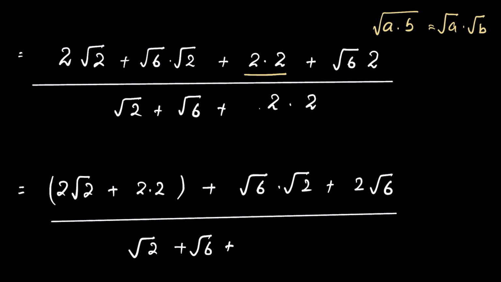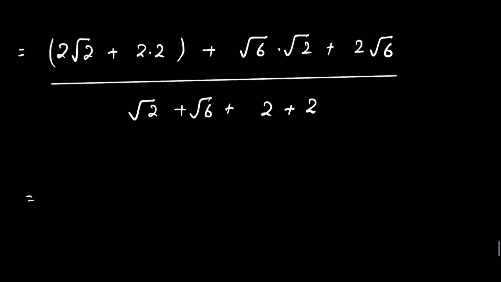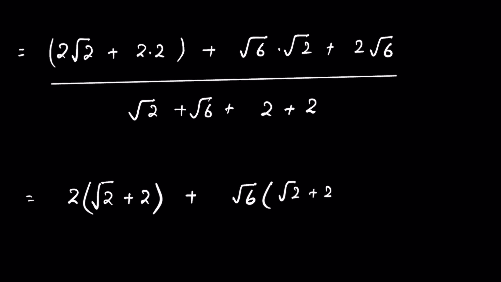2 times 2 is 4 and 2 plus 2 is also 4. So we can write 2 times 2 as 2 plus 2. Now here we can take 2 common and write 2 times square root of 2 plus 2 in the parenthesis, plus here again square root of 6 common and write square root of 6 times square root of 2 plus 2 in the parenthesis.